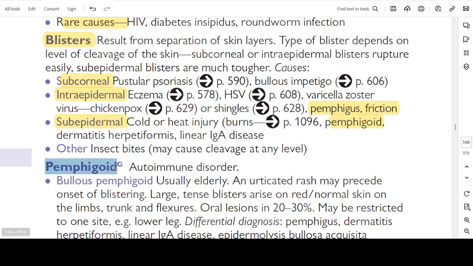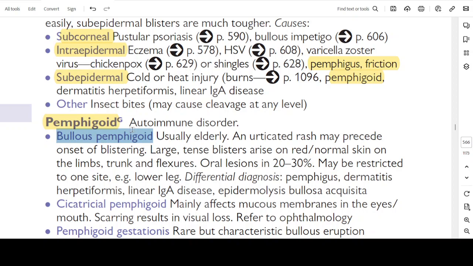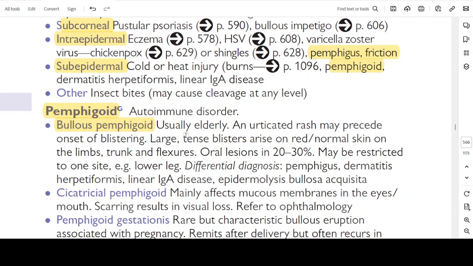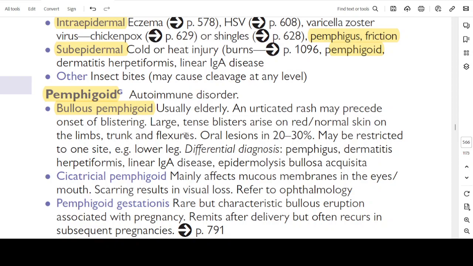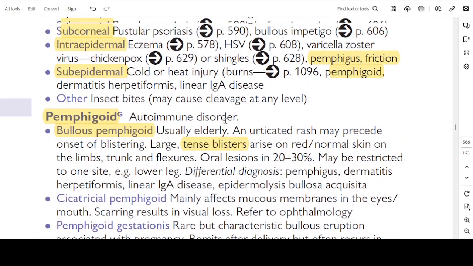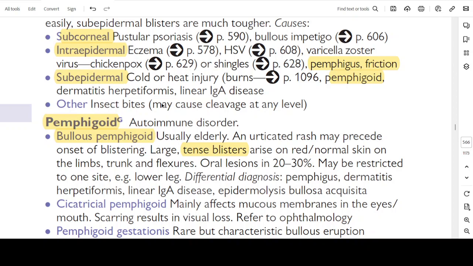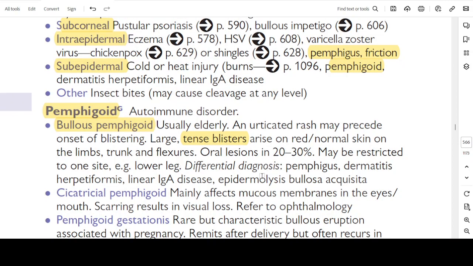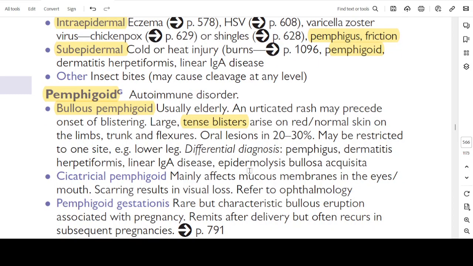Pemphigoid is an autoimmune disorder. Bullous pemphigoid is usually seen in elderly people, and pemphigus vulgaris in middle-aged people. In bullous pemphigoid, usually elderly, an urticated rash may precede the onset of blistering, with large, tense blisters. Because pemphigoid is subepidermal, the blisters will be tense, not flaccid. Tense blisters arise on red or normal skin on the limbs, trunk and flexures. Oral lesions occur in 20 to 30% of patients, and disease may be restricted to one site, for example the lower leg. Differential diagnosis will be pemphigus vulgaris, dermatitis herpetiformis, linear IgA disease or epidermolysis bullosa acquisita.